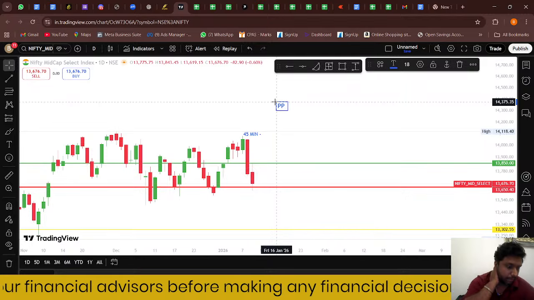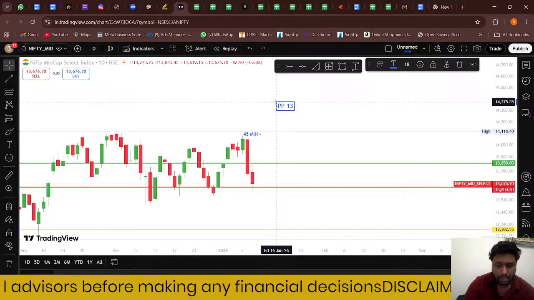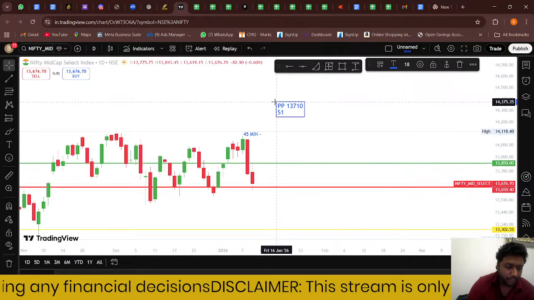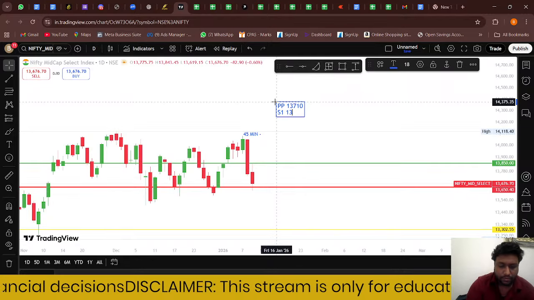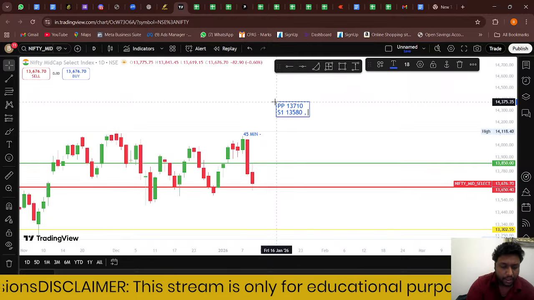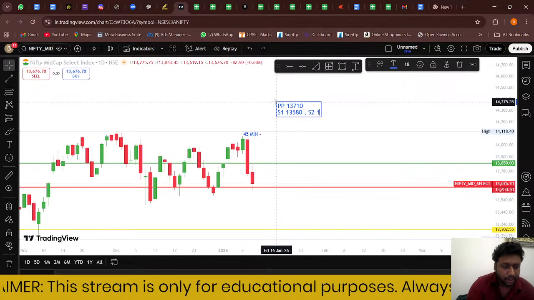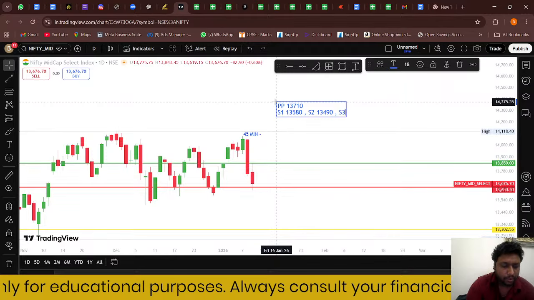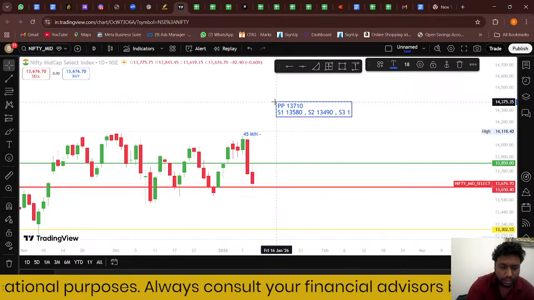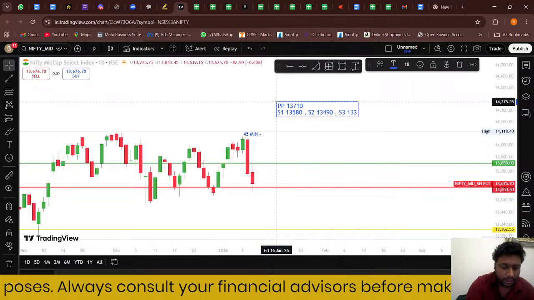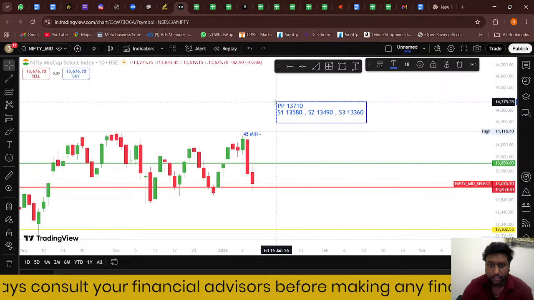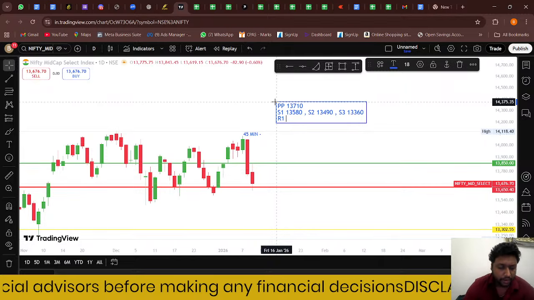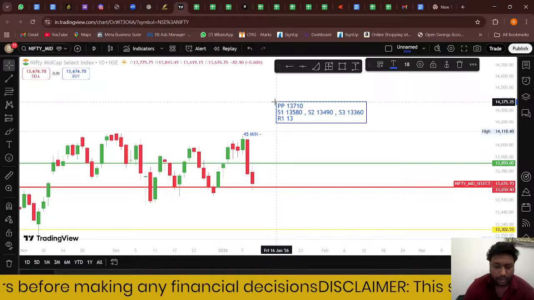For the mid cap, 13,710 we will be marking, and with respect to that, support 1 is at 13,580, support 2 is at 13,490, and support 3 is at 13,360. So these are the three support levels, and resistance is at 13,800. We will mark the first resistance as 13,800.